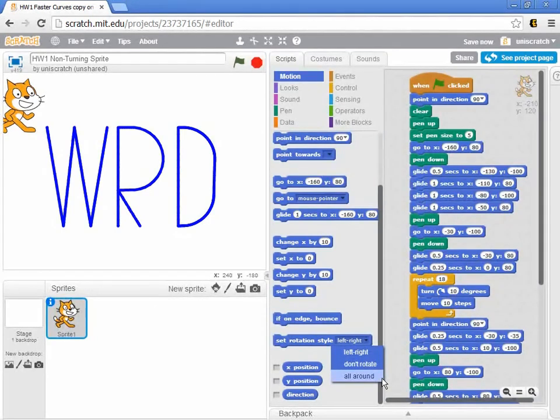Actually, right now, even though the block says set it to left, right, the cat right now is in all around mode, which is why he ends up upside down and backwards, because whenever you say point in direction 183, well, 183 is down and actually slightly to the left, right? A bad example there. But he's going to point in whatever direction you want. So there's two other options.